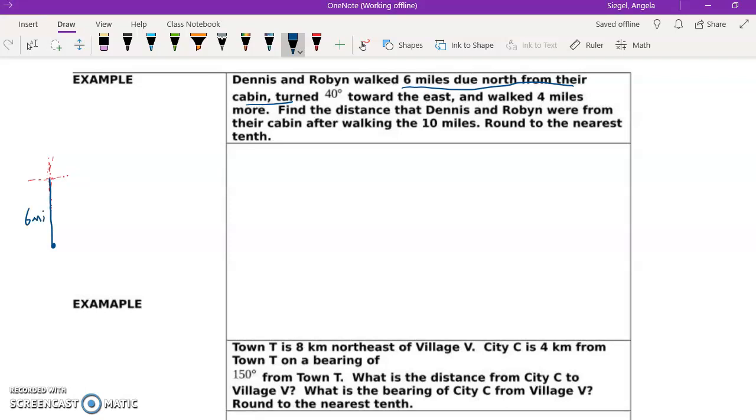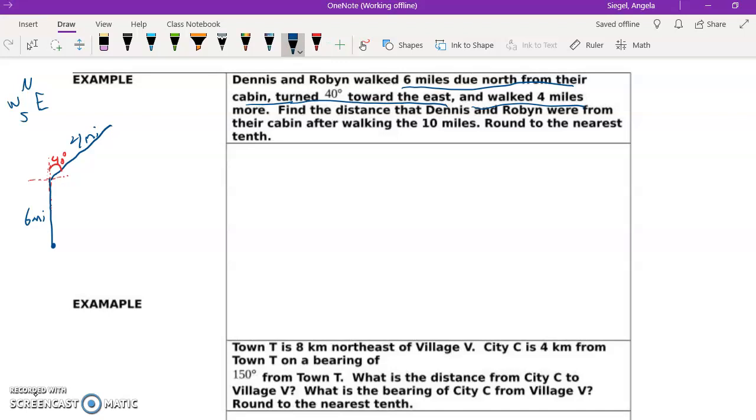Okay, and then they turn 40 degrees to the east. So never eat shredded wheat. So they're going to turn 40 degrees to the east. So I'm going to say that. And let's see how far they walked. And they walked 4 miles more. Okay, so this is 40 degrees. So we know that.